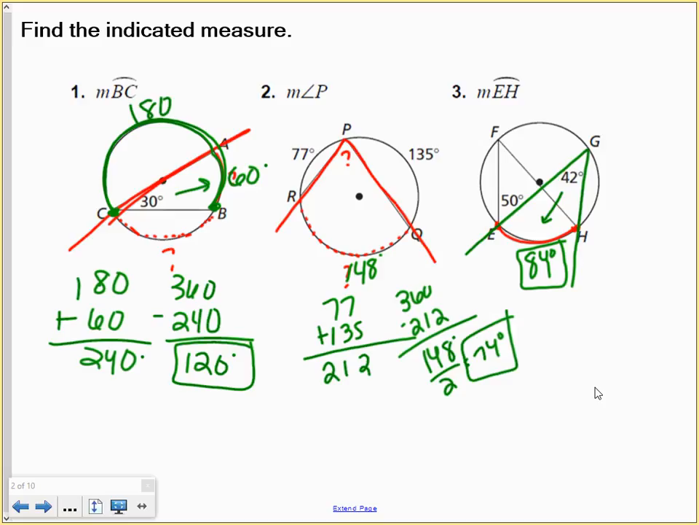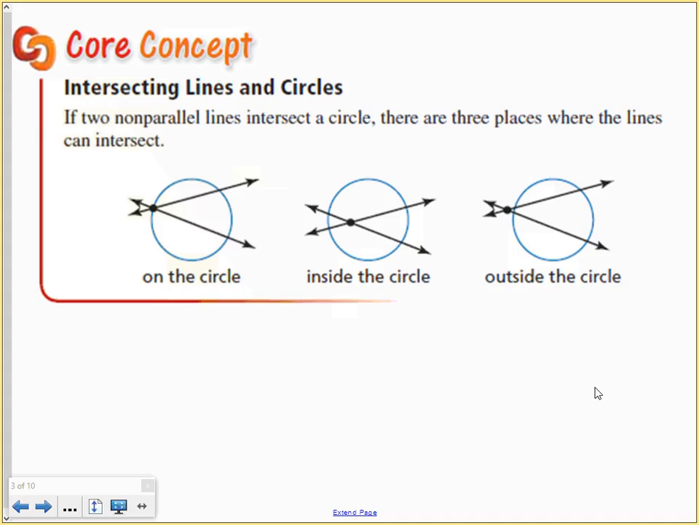Okay, questions on that so far? So we're going to add on to that today. There are 3 different scenarios for how lines could intersect with a circle. Let's make sure we are not texting and Snapchatting in between the lesson because we're moving forward now. 3 ways that 2 lines could intersect with a circle.